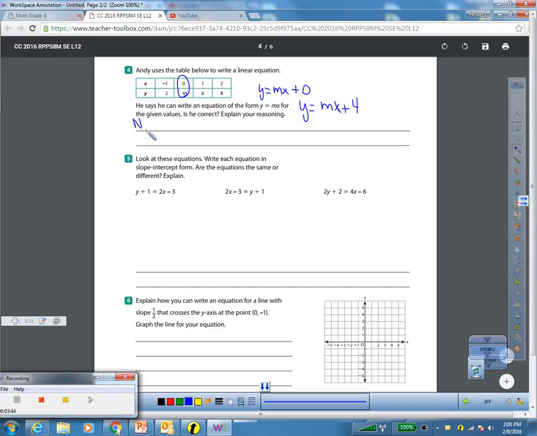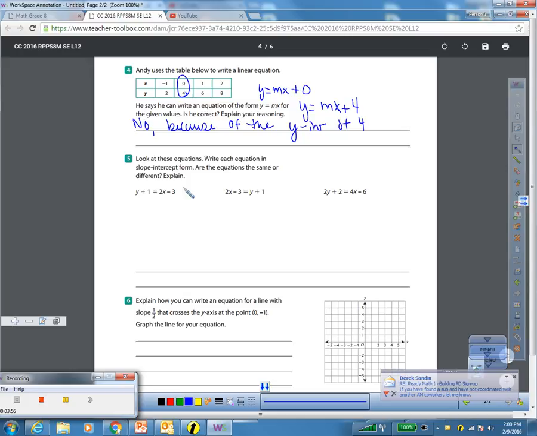So no, Andy is not correct because of the y-intercept of 4. If it said 0 and then 0 here, then he would be correct.